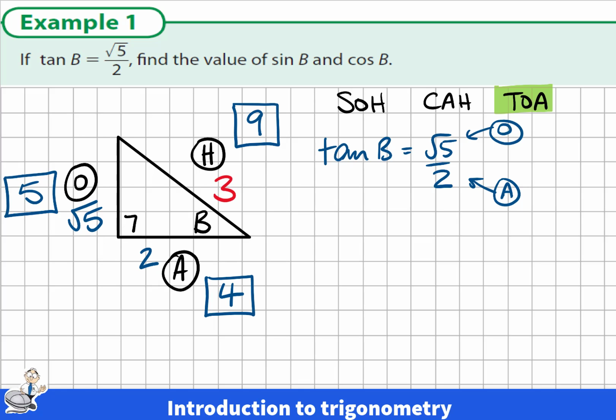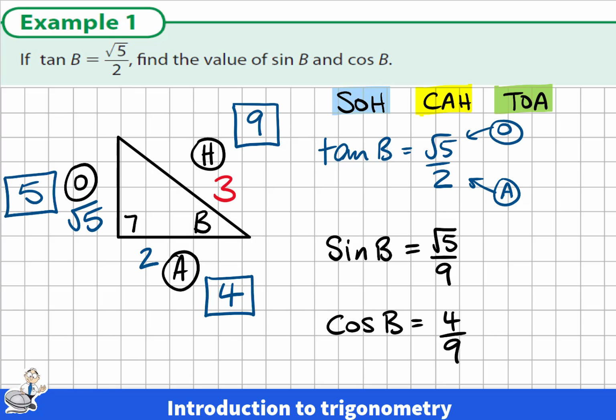So what is the formula, if I'm asked what is the sine of the angle B? Using the rule here, sine is opposite over hypotenuse. So what is the fraction or the ratio for sine B? Root 5 over 3 is correct. And what's the ratio for cosine of B? 2 over 3. That's the right answer. Okay.